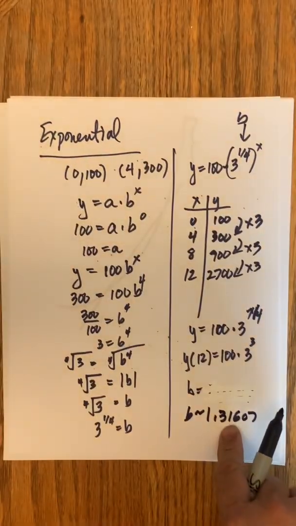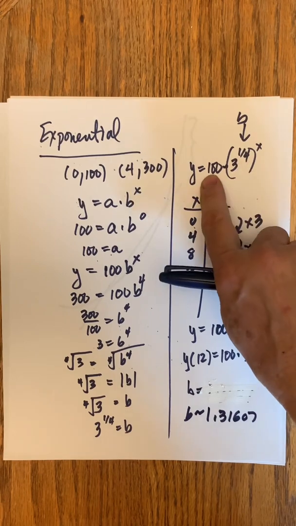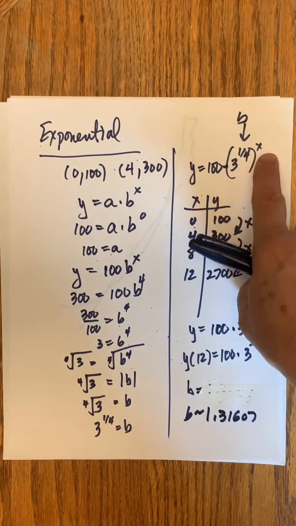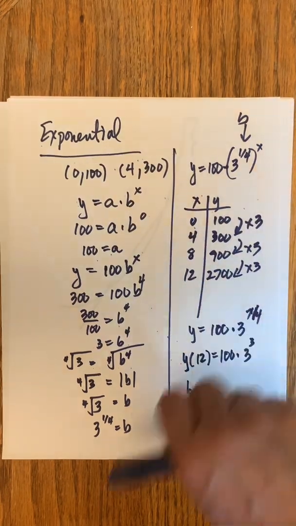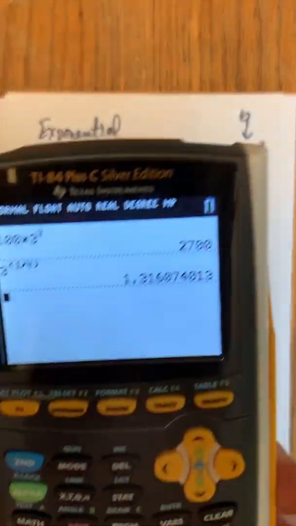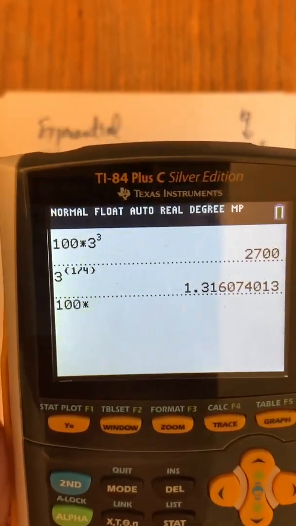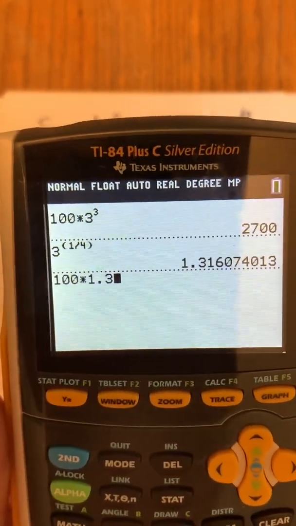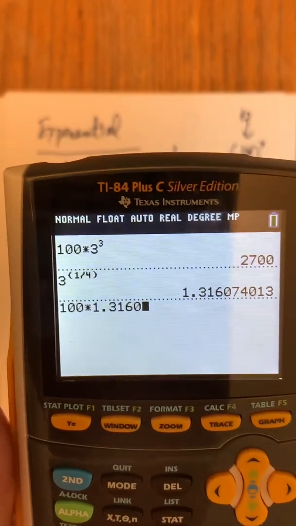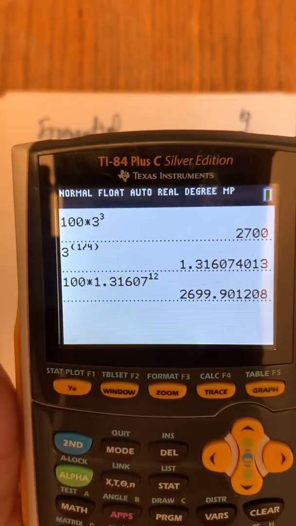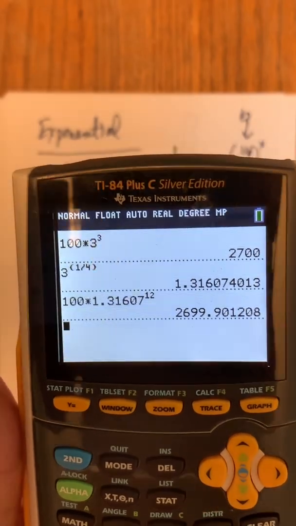So if you were to put that in there, in this place, and you went 100 times 1.31607 to the 12th power, you should get 2,700 also. So we can do that. 100 times 1.31607 to the 12th power. And, you know, it's an approximation, so it's close to 2,700.